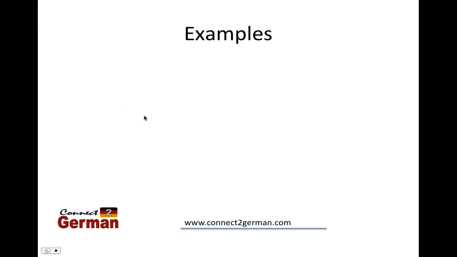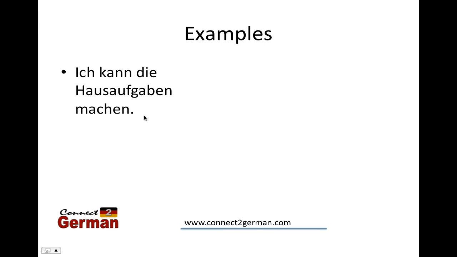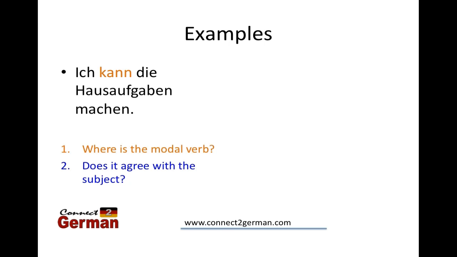And let's go ahead and look at some examples. So first, on the left-hand column, I'm going to give you the German. Ich kann die Hausaufgaben machen. And before I give you the English for what we just said, I'm going to point out a couple things. First of all, I want you to look. Where's the modal verb? And we see the modal verb, as highlighted in orange, is kann. And the second thing we need to do is find out, does it agree with the subject?